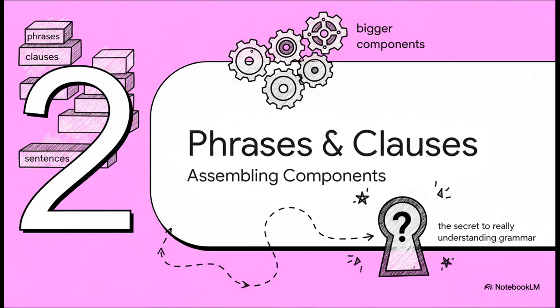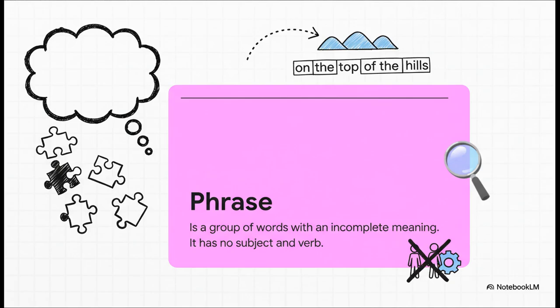Okay, now let's zoom in on those bigger pieces. And honestly, this right here, understanding the difference between a phrase and a clause, is the real secret to getting a grip on grammar. So let's break it down. So first up, we have the phrase. Now, a phrase is just a group of words that make some sense, but it leaves you hanging. It's not a complete thought.